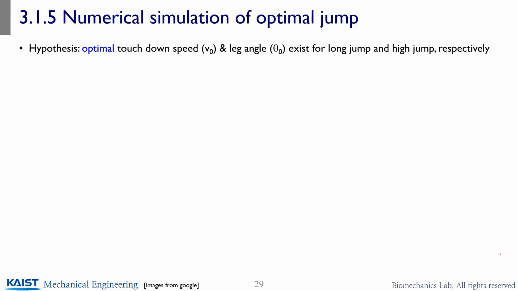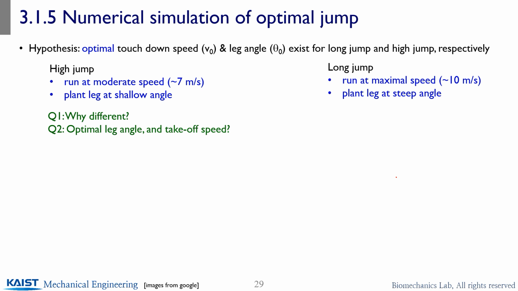In this chapter, we are going to study numerical simulation of optimal jump. Again, as a reminder, the hypothesis was that there are optimal speed and angle for long jump and high jump, because based on the observation, there are two different strategies for high jump and long jump. So we are wondering, can our mechanical analysis with the muscle activation provide any explanation for this difference?